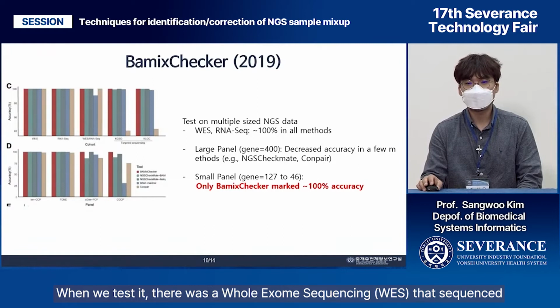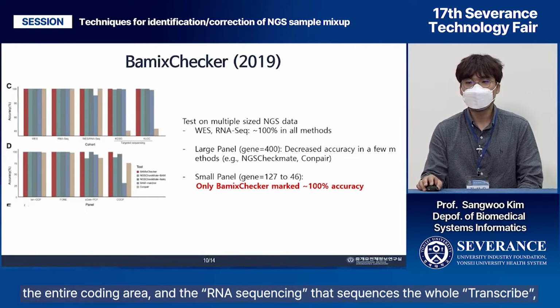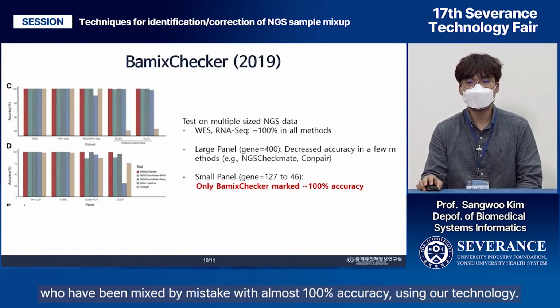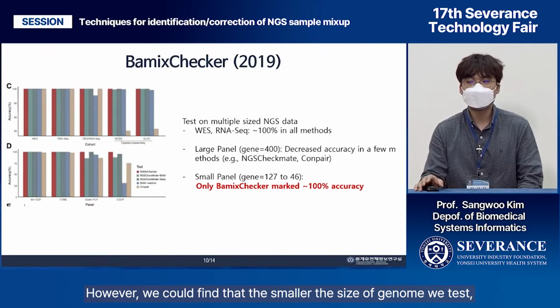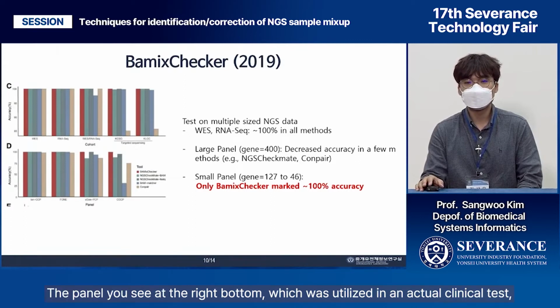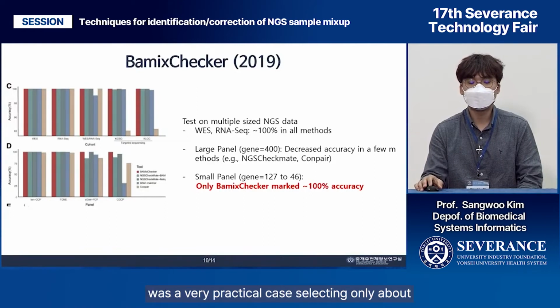When we tested, there was whole exome sequencing that sequences the entire coding area, and RNA sequencing that sequences the whole transcriptome. All of those three methodologies could detect the differences among people who had been mixed up by mistake with almost 100% accuracy using our technology. However, we found that the smaller the size of the genome we test, the lower the accuracy of the previous technologies. The panel you see at the bottom right, which was utilized in an actual clinical test, was a very practical case selecting only about 40 genes for sequencing to make it cost-effective.